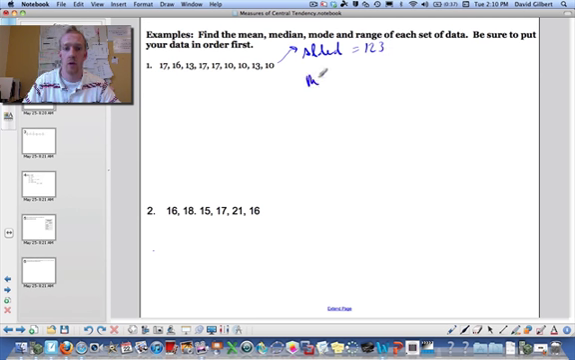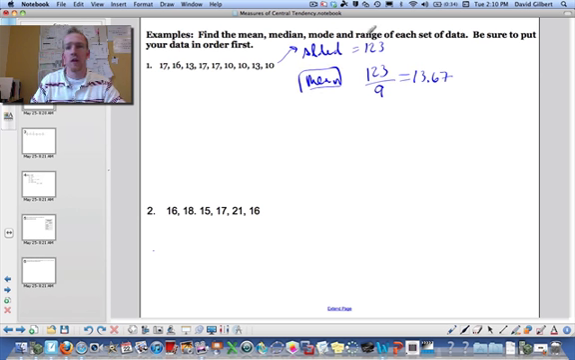So the mean is 123 divided by 1, 2, 3, 4, 5, 6, 7, 8, 9 numbers. Since it's 123 divided by the number of numbers, which is 9, that gives us 13.6. It's actually 13.6 repeating, so I'm going to round it to 13.67. So there's our mean.